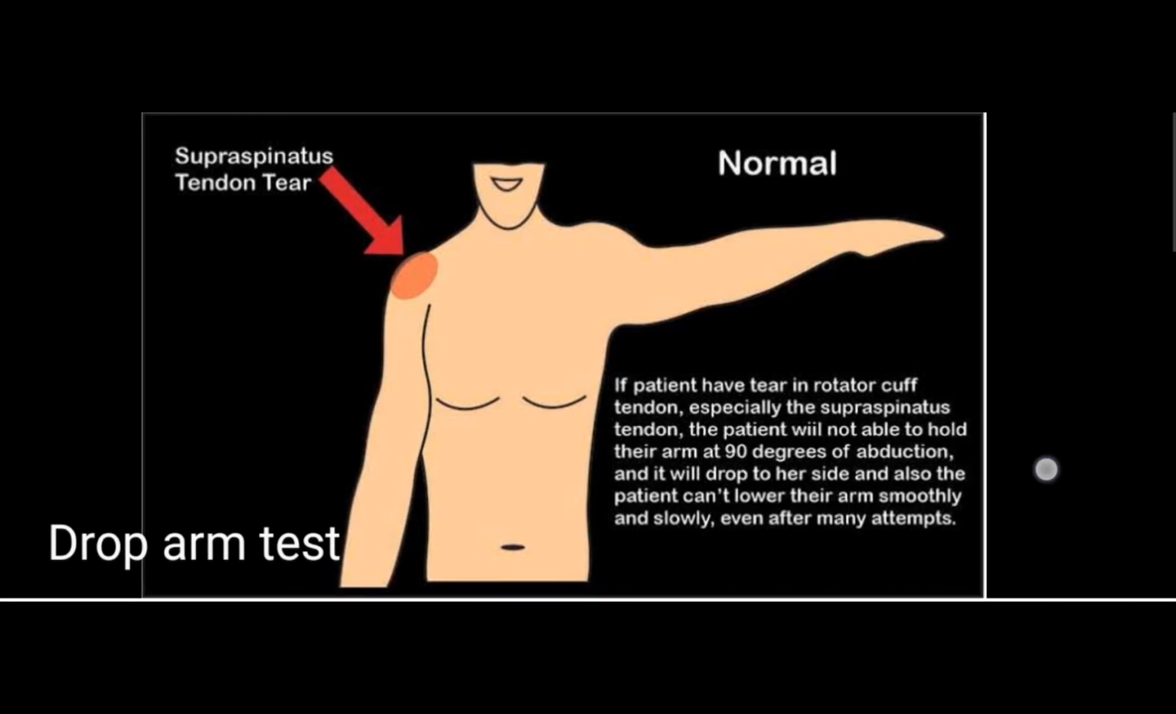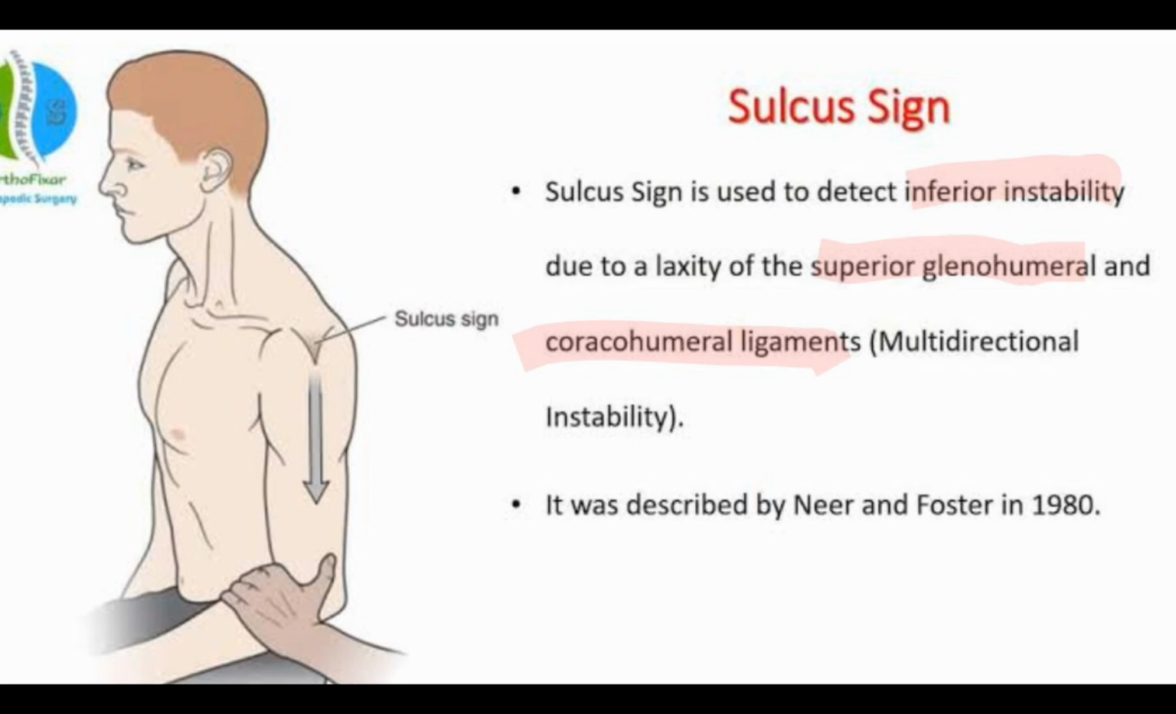Then we have the sulcus sign. The sulcus sign is for inferior instability. For posterior instability, we had the jerk test. For inferior instability, we have the sulcus sign, and it is due to laxity of the superior glenohumeral or coracohumeral ligaments.